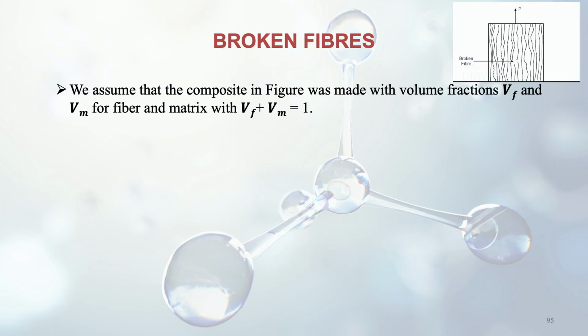First of all, we assume that the composite in the figure was made with volume fractions VF and VM, as discussed earlier. For the fiber it is VF, and for the matrix it is VM, and the sum of these volumes, VF plus VM, is equal to 1. So this is one assumption.